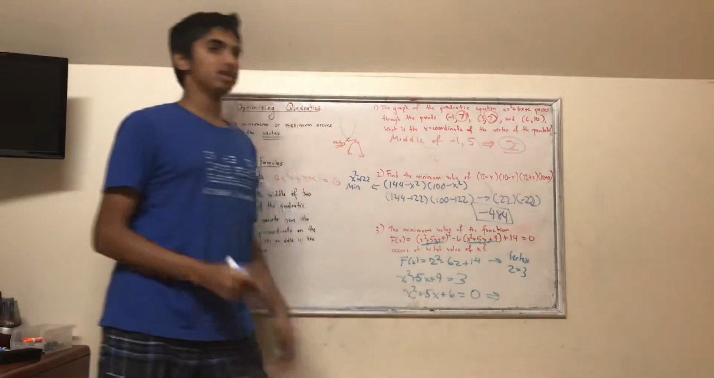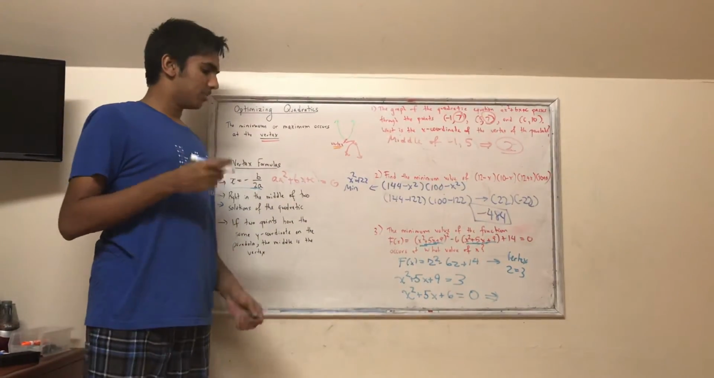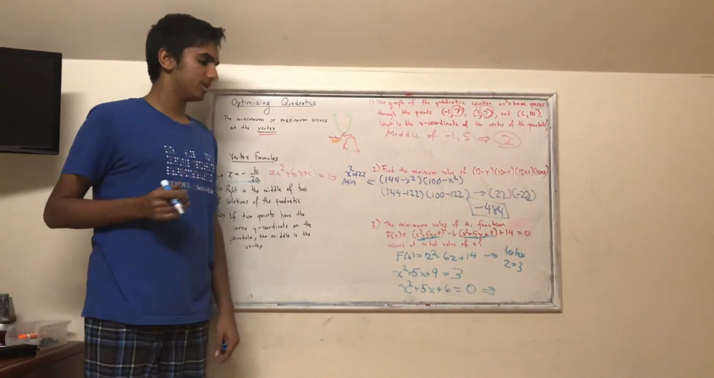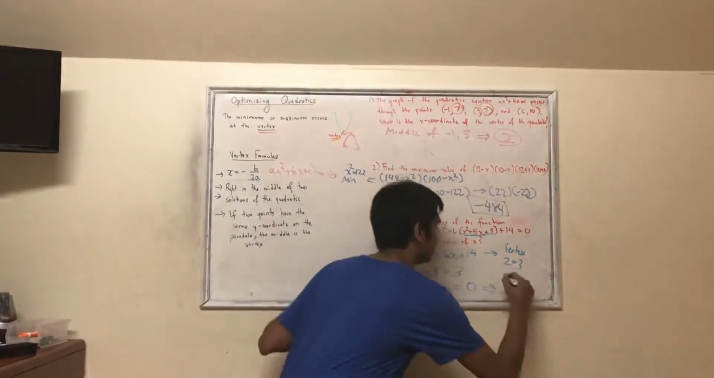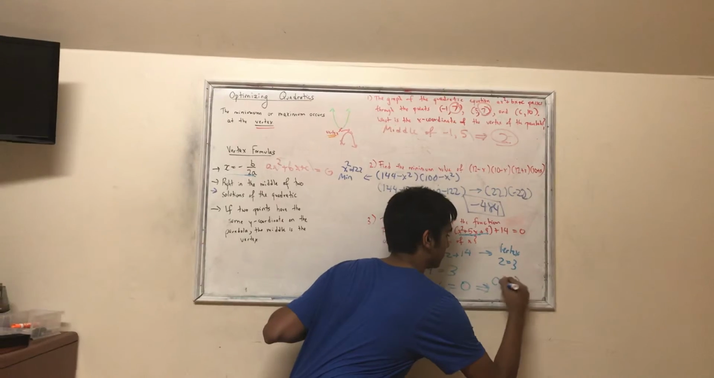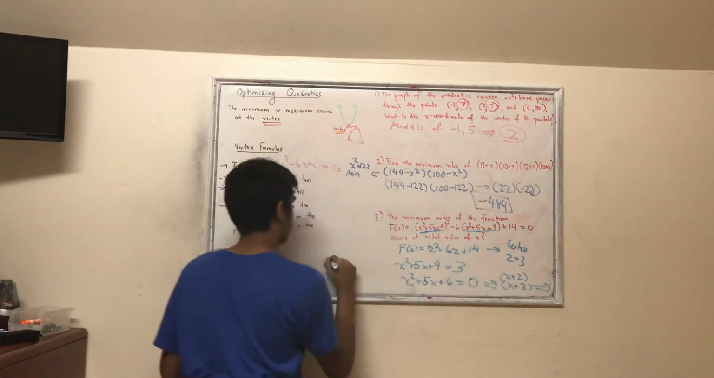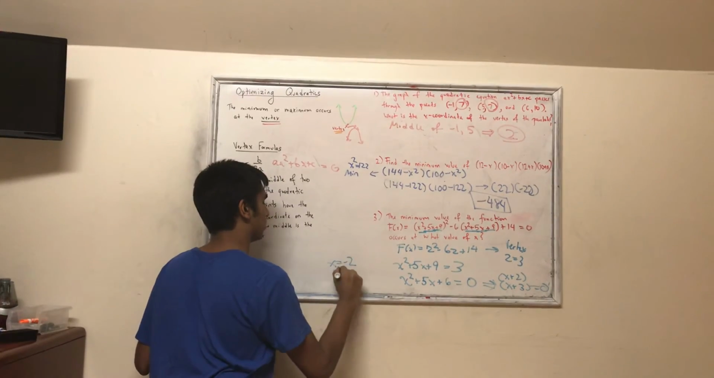Now, to solve this equation, you can use any method you want. Factoring is probably the easiest. You could do quadratic formula if you're lazy, and God forbid you choose completing the square. But in the end, you get x plus 2 times x plus 3 equals 0. And from this, you get x equals negative 2 or negative 3.